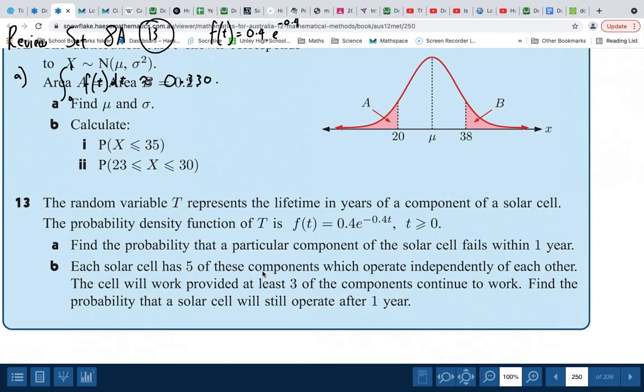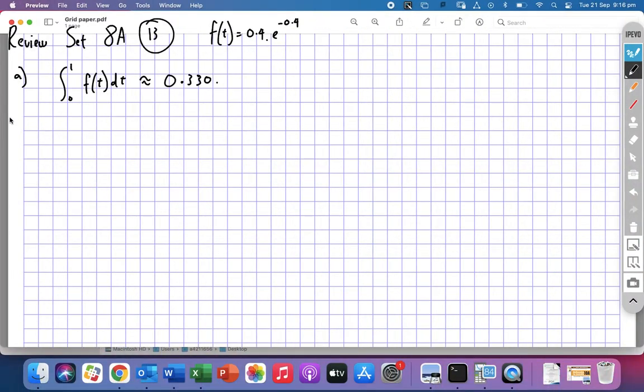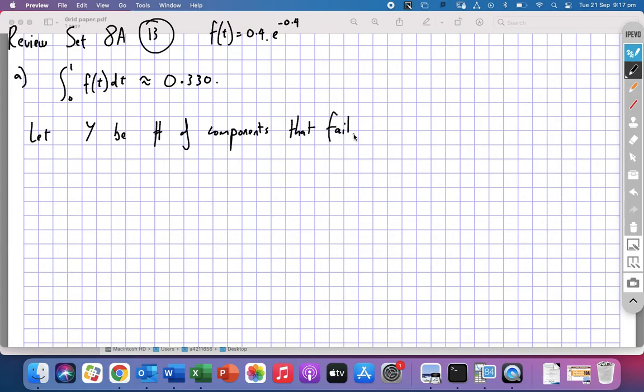Each solar cell has 5 of these components. The cell will work provided at least 3 continue to work. Right, we've just figured out how many fail. I'm going to define it that way. I could say let y be the number of components that fail. They're starting to talk about 5 different components, and they've asked a question about if they fail or if they don't fail. Right. These are my clues that this is binomial, because fail or not fail is a binomial situation, right? And the fact that there's 5 is also binomial as opposed to just a Bernoulli.